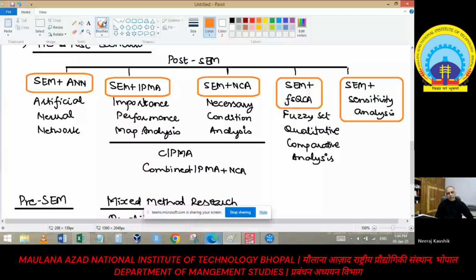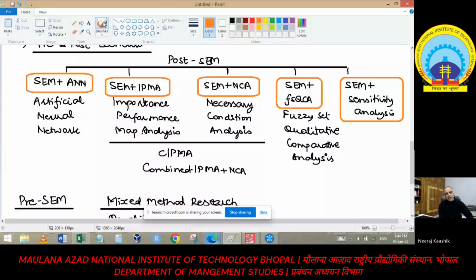Second is IPMA, importance performance map analysis. If you have many variables, which variables are you performing very well on, and which variables are important? So we make a 2 by 2 matrix: variables which are important, less important, where you are doing fantastic or not doing great. If you have read about the BCG matrix, there is something like cash cow, dogs, star. Those sorts of things we can make using IPMA.